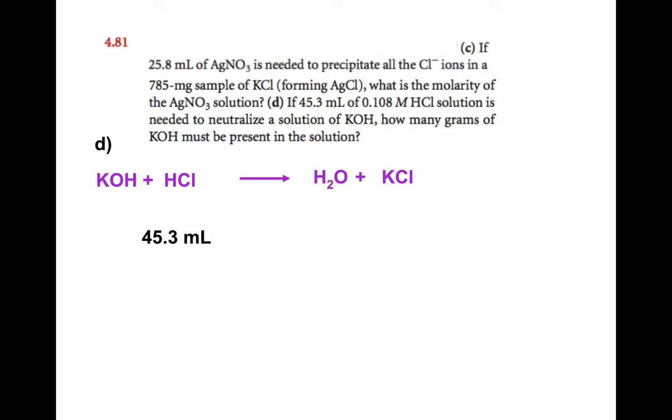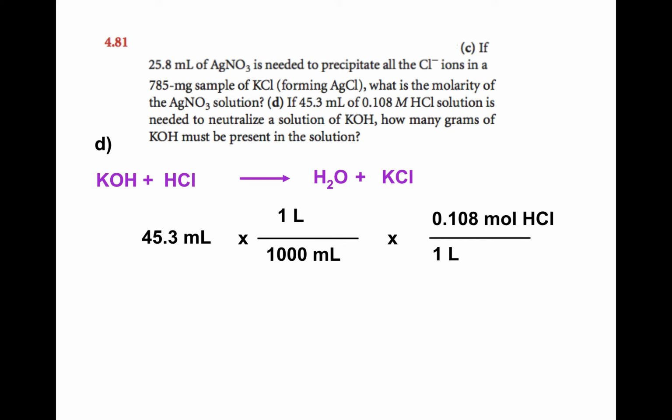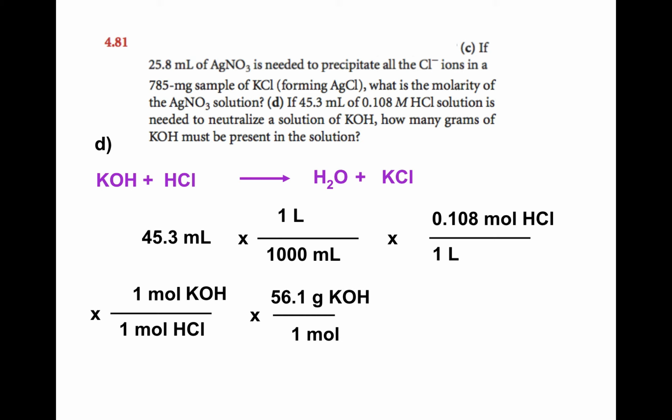The others are spectators. So I've got 45 milliliters of a 0.08 molar hydrochloric acid solution, right? So I convert to liters. Liters times molarity gives me moles of hydrochloric acid. According to the equation, for every mole of hydrochloric acid, you're burning up a mole of potassium hydroxide, right? So now we're in moles of potassium hydroxide. If we want to get to grams, we use the molar mass, right? So put moles of potassium hydroxide in the denominator, what we want to get to, grams, in the numerator. And I get to grams of potassium hydroxide.